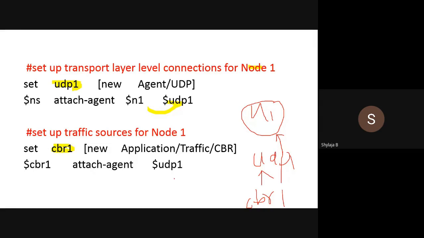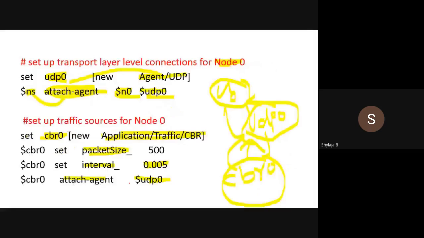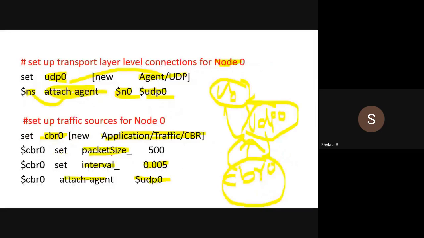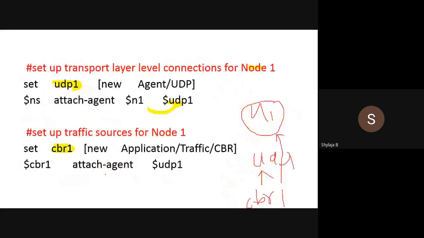Here we are not defining the packet size and interval, because if we don't mention them, it will take the default setting. If you want, you can repeat the same here also, so the interval and packet size can be defined, but we are ignoring it and not writing it here.